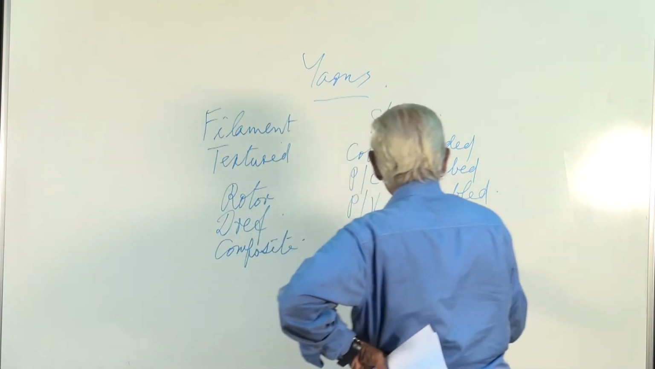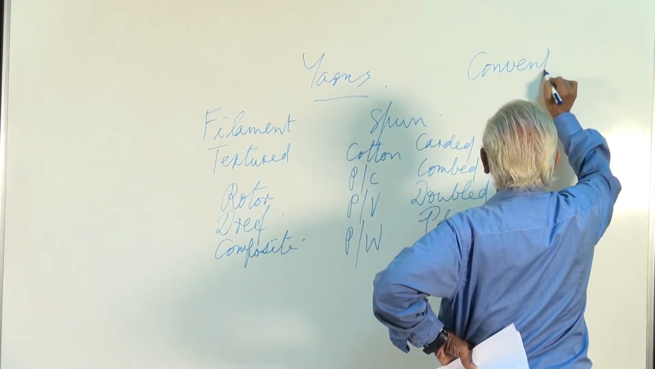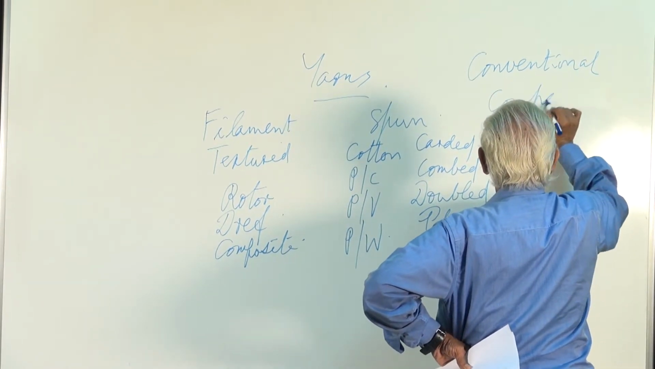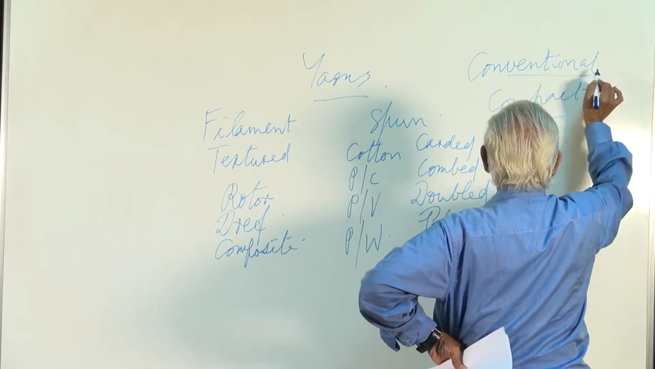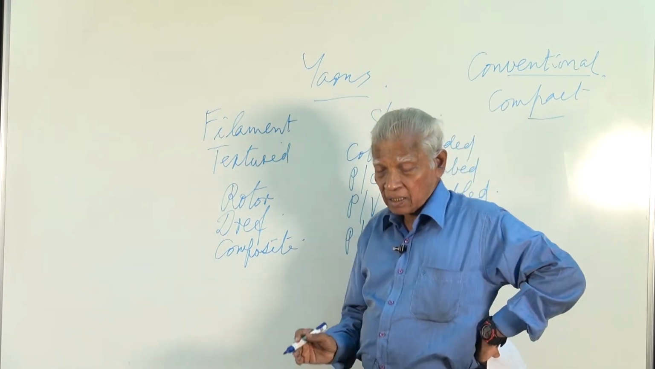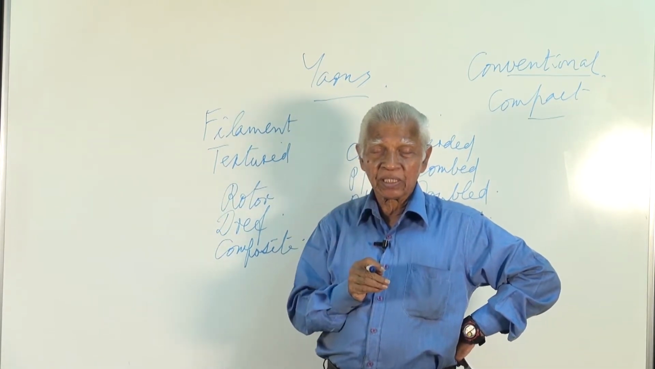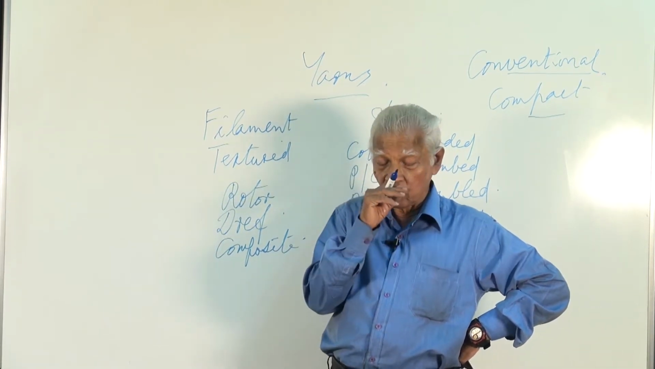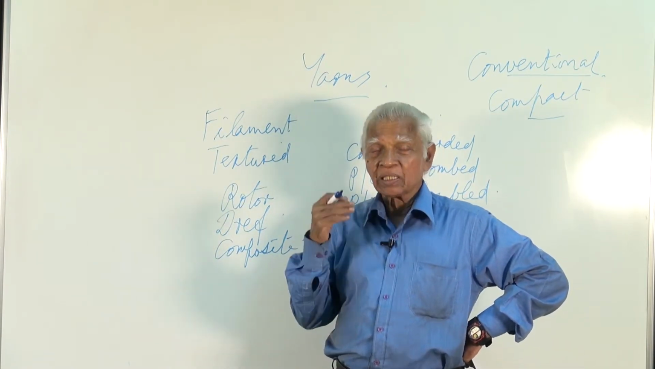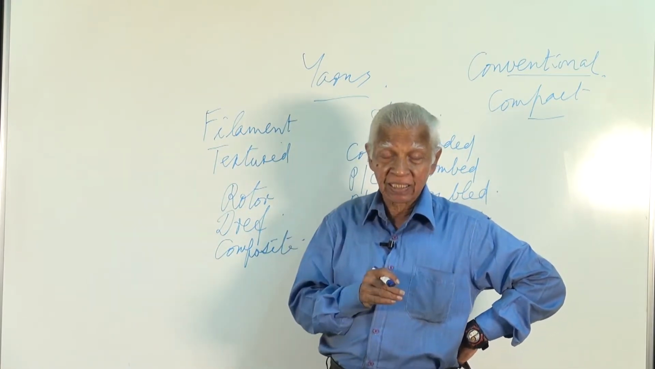And another category is the conventional and compact. See, over the last years, the ring frame was used for producing yarns, that is either carded yarns or combed yarns. And people thought that it had reached a saturation point beyond which nothing could be done. But you know what happened? The compact yarn came into existence.